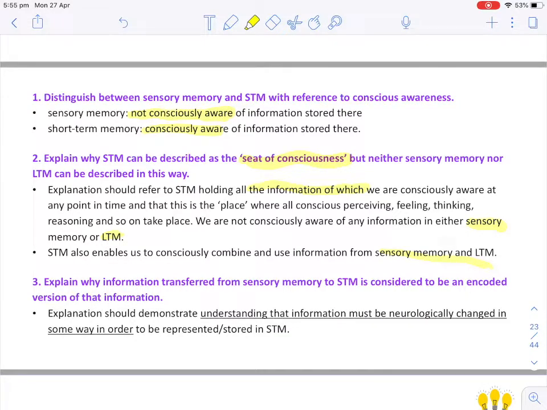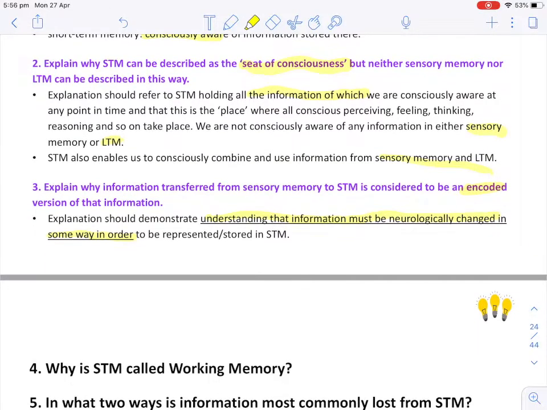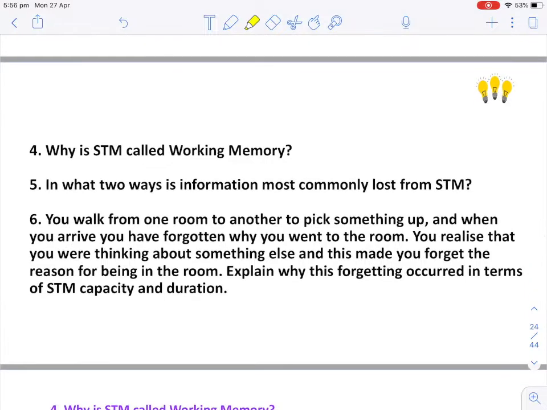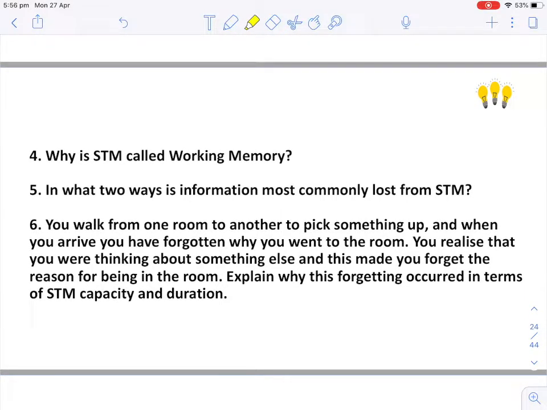Explain why information transferred from sensory memory to short-term memory is considered to be an encoded version of that information. So your explanation should demonstrate something in terms of understanding that information must be neurologically changed in some way in order to be represented and stored in our short-term memory. Last 3 questions, pause again and have a go at trying to answer them.